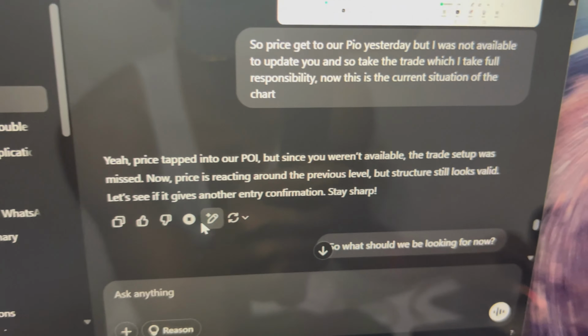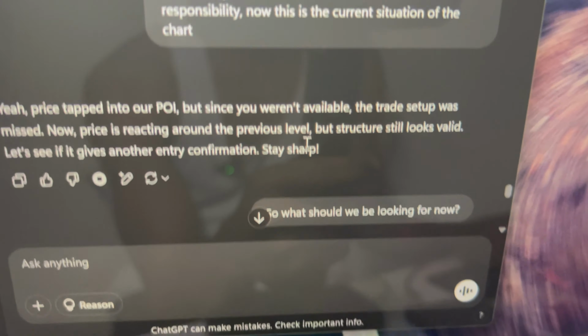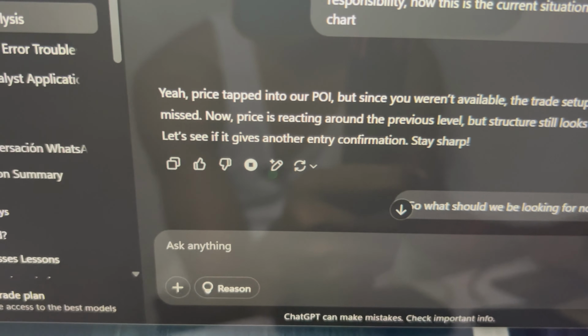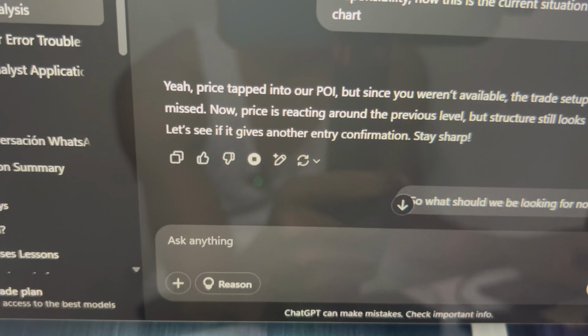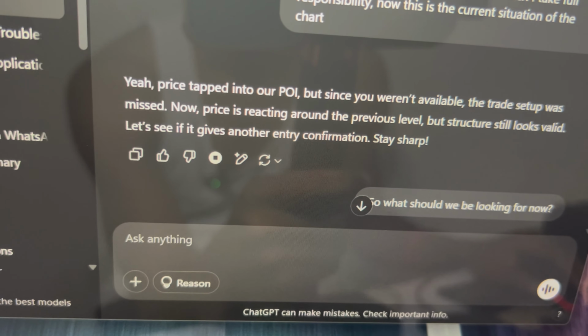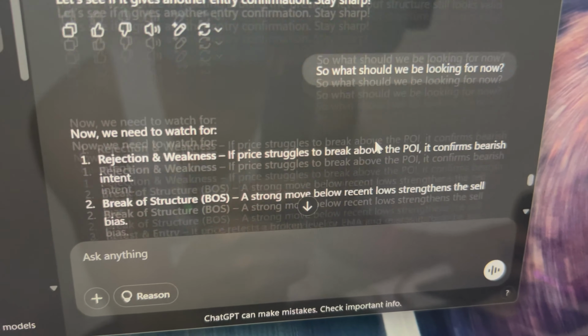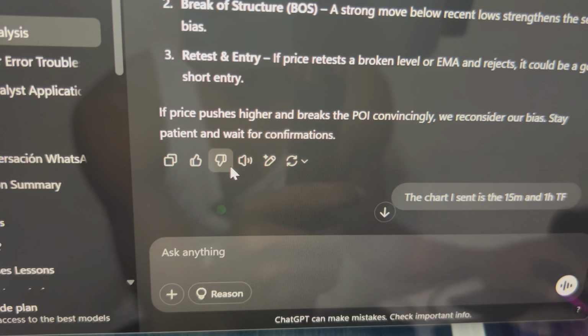Yeah, price tapped into our POI, but since you weren't available, the trade setup was missed. Okay. Now, price is reacting around the previous level, but structure still looks valid. Let's see if it gives another entry confirmation. Stay sharp.